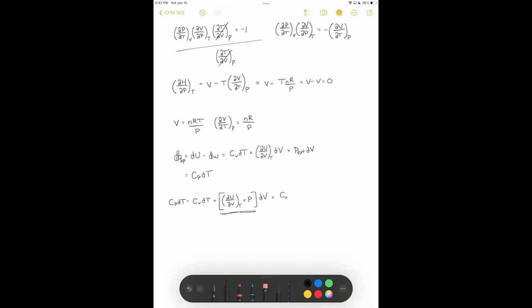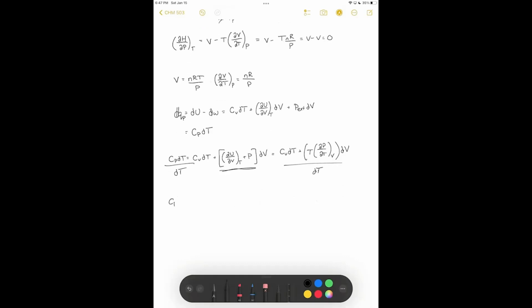So with that, I'll get Cv dT plus T times the partial derivative of pressure with respect to temperature at constant volume, dV. We'll then divide both sides of this equation by dT. Remember, we're considering a constant pressure process. So that gives us Cp is equal to Cv plus T times the partial derivative of pressure with respect to temperature at constant volume times the partial derivative of volume with respect to temperature at constant pressure. So we have this nasty stuff here.